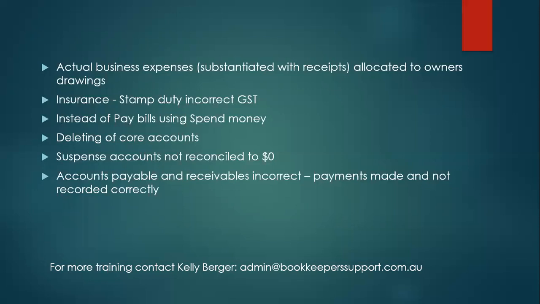Often I see suspense accounts not reconciled to zero. Suspense accounts, clearing accounts, all those. And accounts payables and accounts receivables is incorrect because the payment made is not recorded correctly. Often I find that they get a remittance saying that they've paid their invoice of $150 and what's hit the bank is only $100. So you need to make sure that you're taking what's actually landed in the bank, not necessarily their word for it.